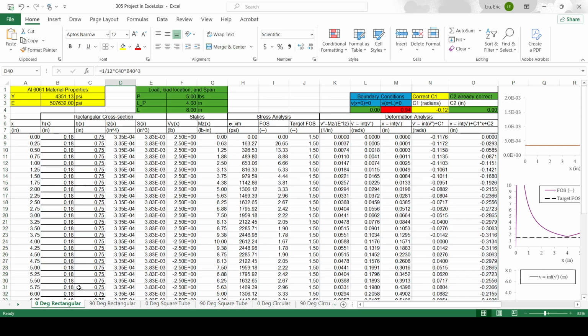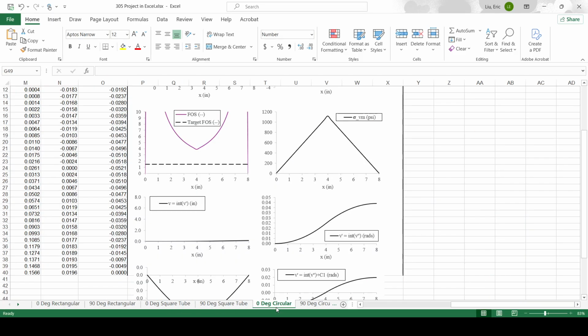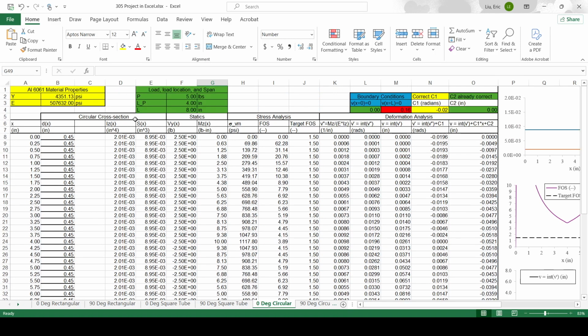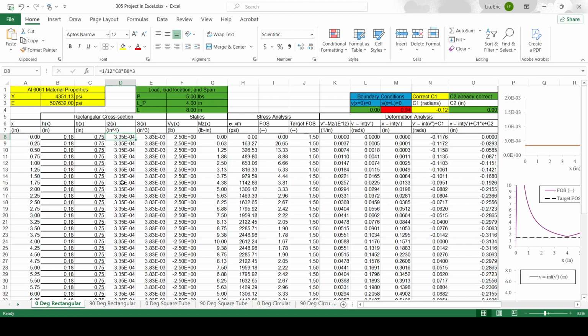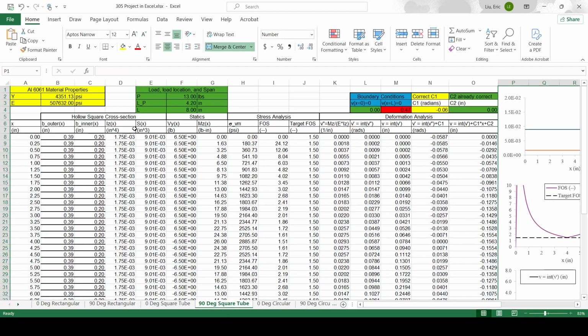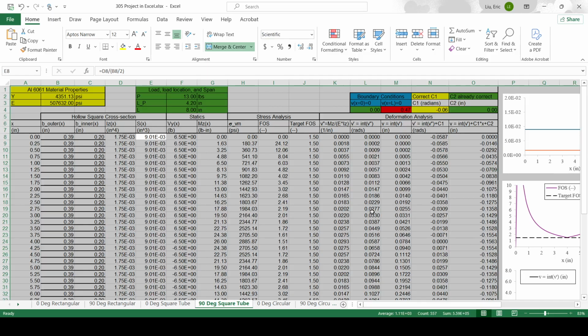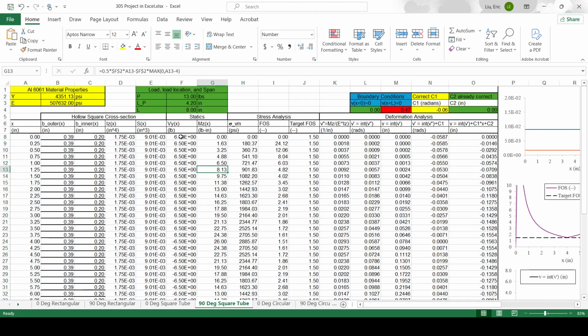So for each different cross-section, we have to change the moment of inertia equation to match the cross-sectional needs. So for example, we have the circular cross-section right here. It has a different moment of inertia compared to the rectangular cross-section. And same thing for, I believe, section modulus. Never mind, I take it back. Section modulus is exactly the same. But for the most part, the moment of inertia is changed, and then everything else is provided to us via equation.